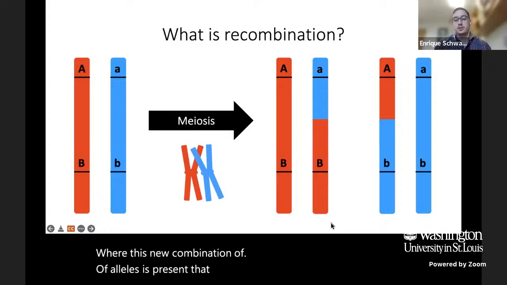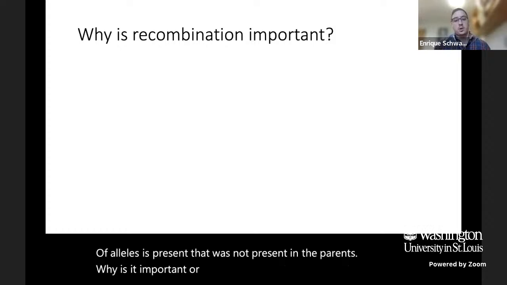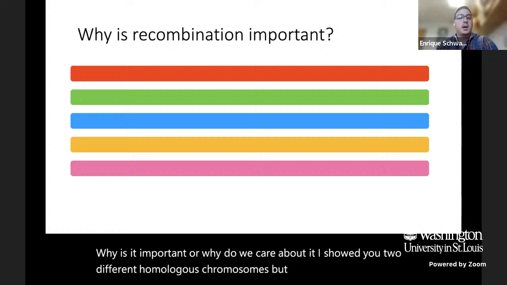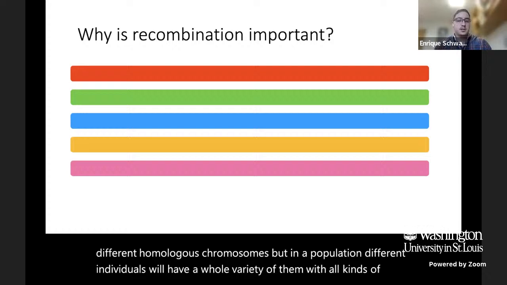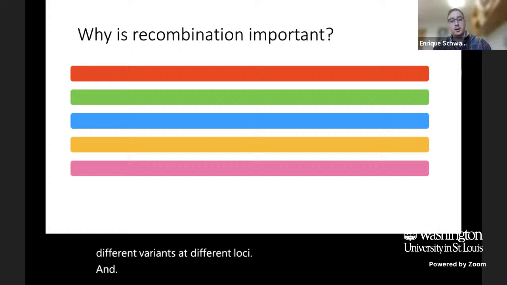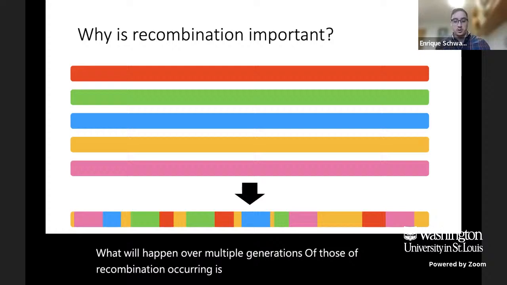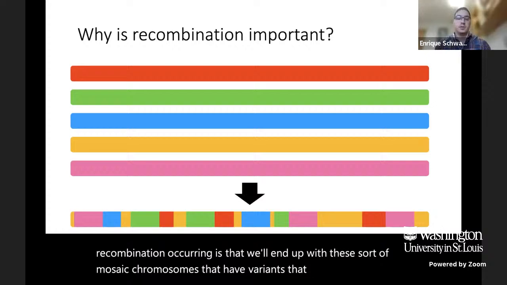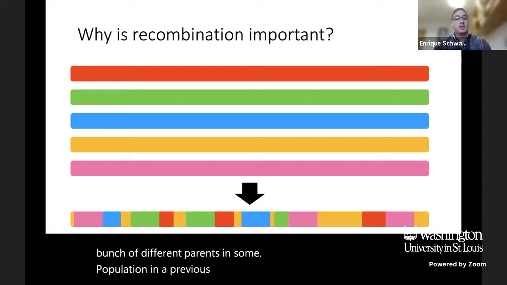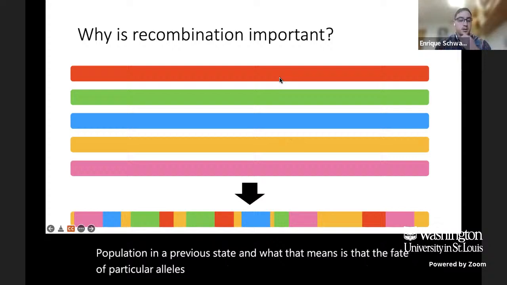Why is it important, or why do we care about it? Well, I showed you two different homologous chromosomes, but in a population, different individuals will have a whole variety of them with all kinds of different variants at different loci. What'll happen over multiple generations of recombination occurring is that we'll end up with these mosaic chromosomes that have variants that originated from a bunch of different parents in some population in a previous state. And what that means is that the fate of particular alleles on certain backgrounds will no longer be tied to the rest of that background.